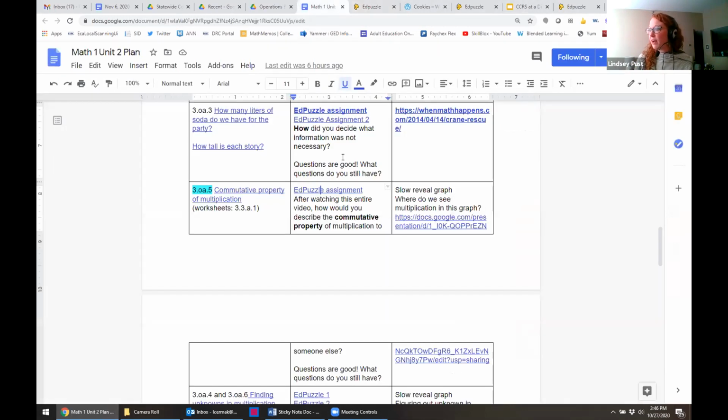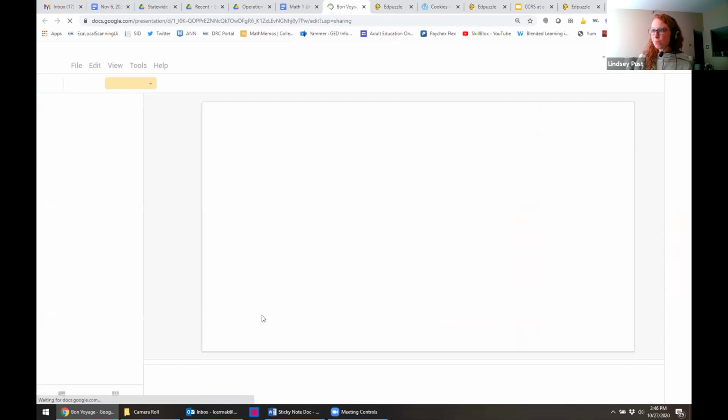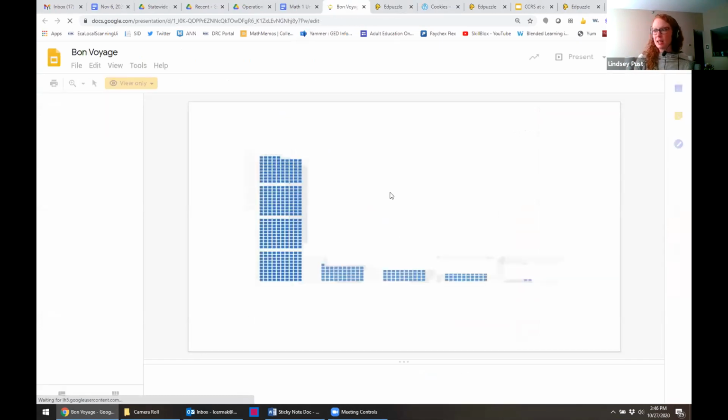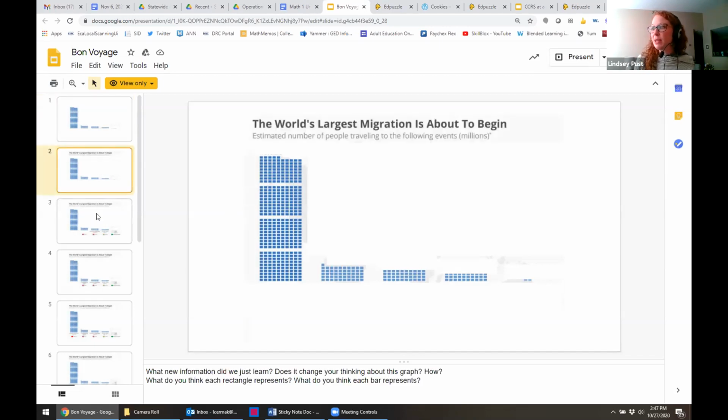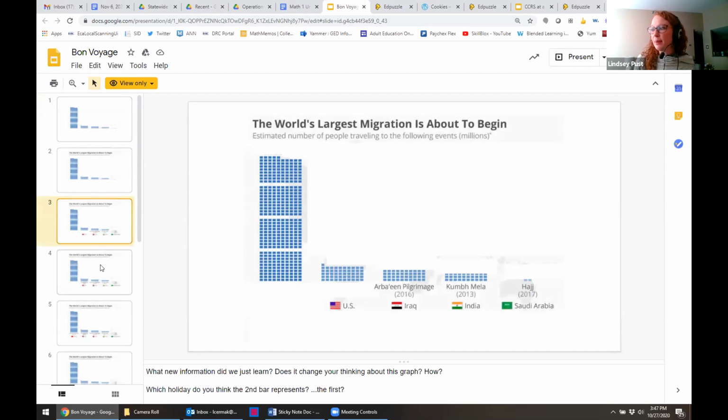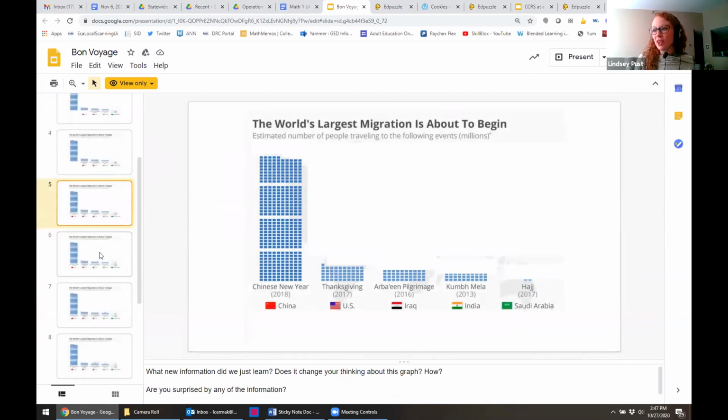And then I found this slow reveal graph, slowrevealgraphs.com. I can put the links to the 2 things I talked about, 3-act math and slow reveal graphs, in the chat. But then I'm like, oh, those look like arrays. And with these slow reveal graphs, you just project one slide at a time, and you keep giving them more information and more information, and keep asking students, what do you think now? What do you think now?